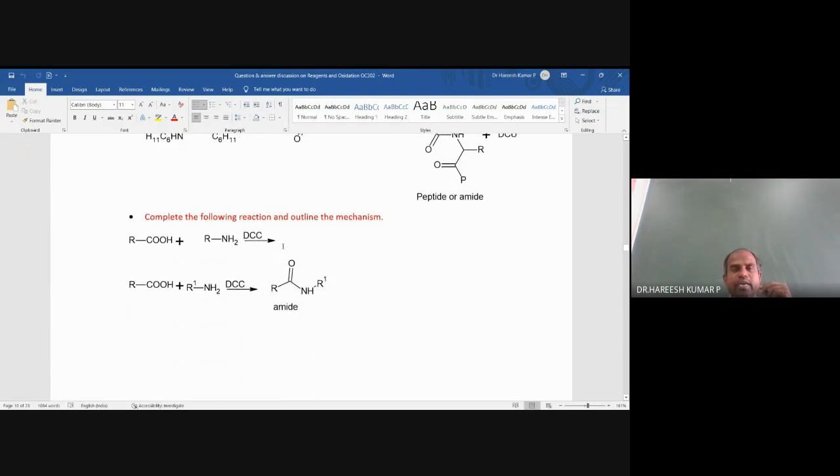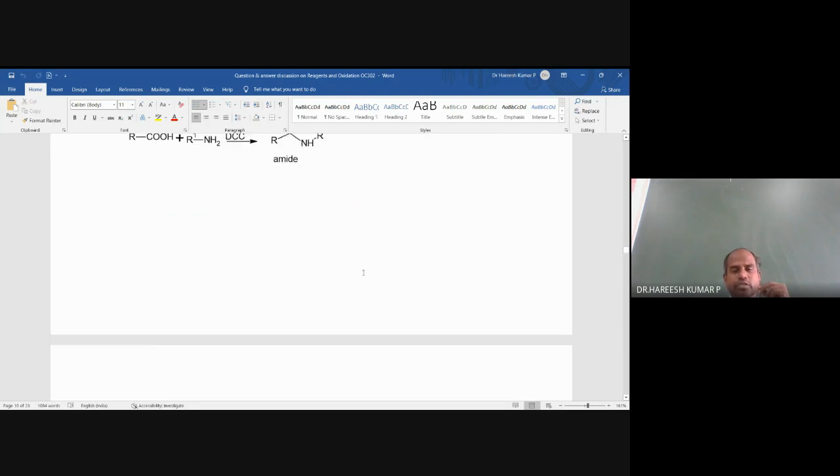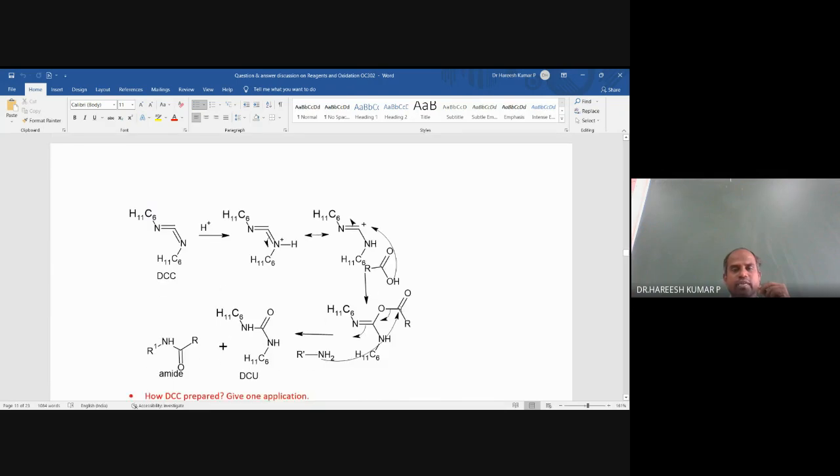Then here, for example, it's a two-reactant amino acid, meaning amino group and carboxylic group. When it reacts with DCC, it will give you an amide. So 1 H from the amino group and OH from the carboxylic acid are taken by DCC, which is converted into DCU. So this is again a mechanism, one more mechanism. So this is DCC.